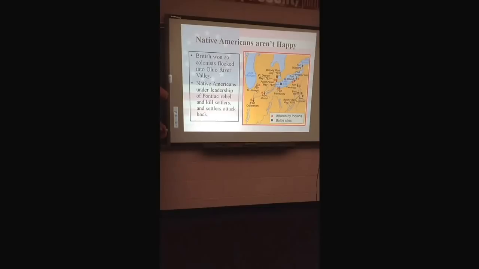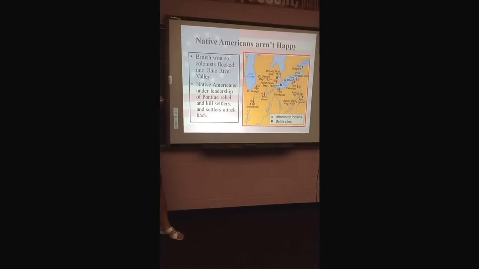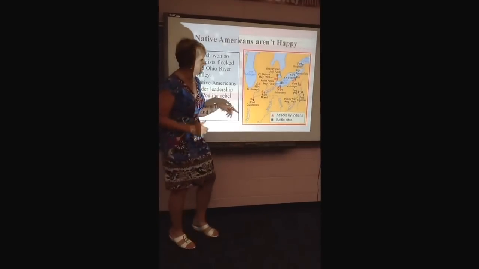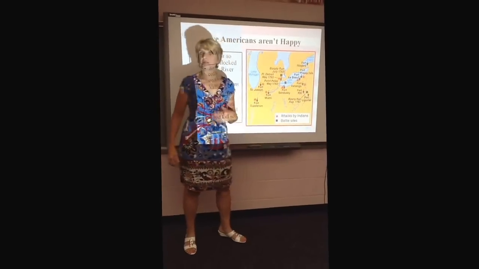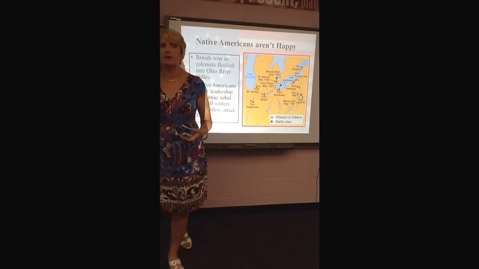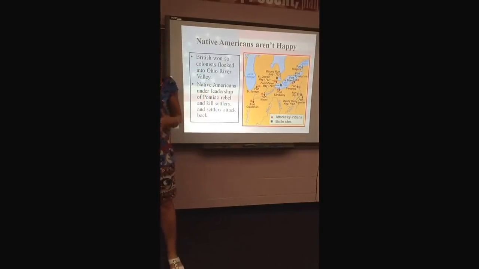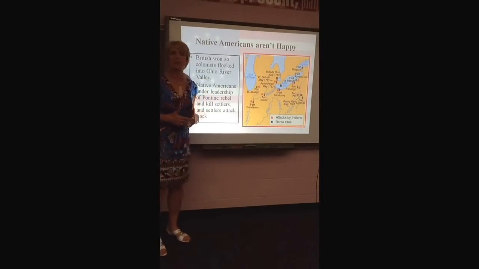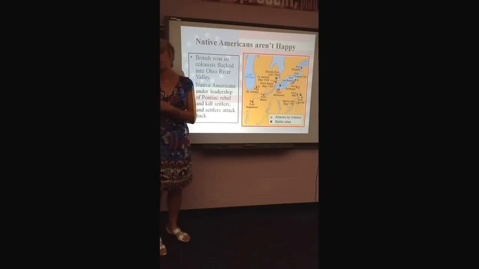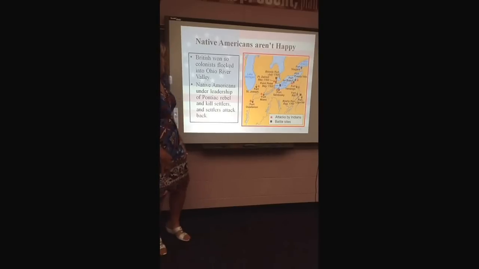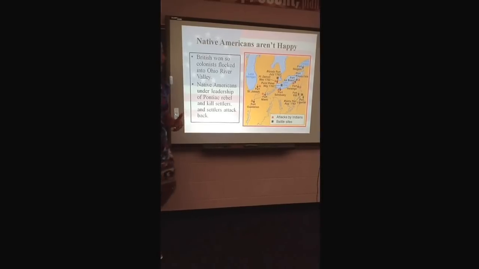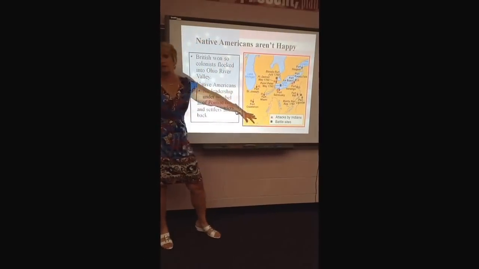The Native Americans aren't happy. The British won, so thousands of colonists begin to flock into the Ohio River Valley, and the Native Americans are attacking them. They're like, no way. You are not pushing us off our land as you have our fellow tribes along the eastern coast. So Native Americans under the leadership of Pontiac rebel, they kill settlers, and the settlers attack back, and nothing is safe here.